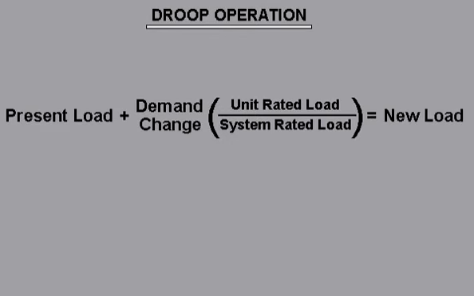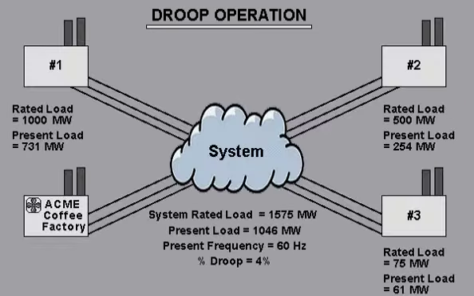If there is a load change in the system, this is the formula used to determine what the new load would be for a particular generator based on the change. The present load plus the demand change, multiplied by the unit rated load divided by the system rated load, equals the new load.